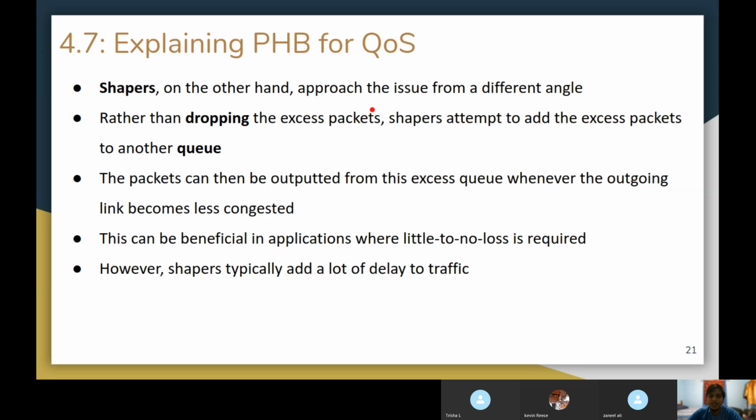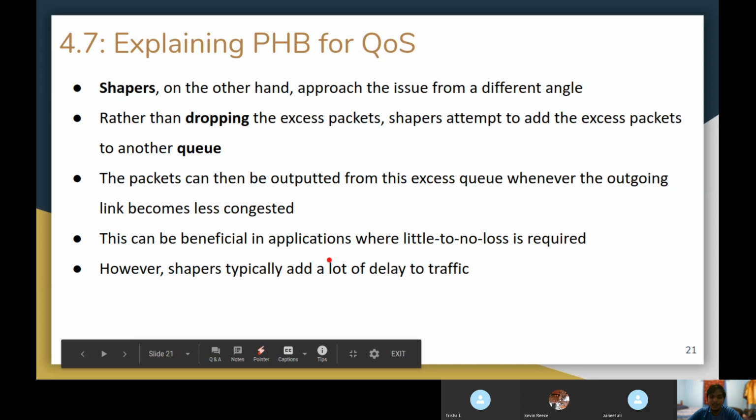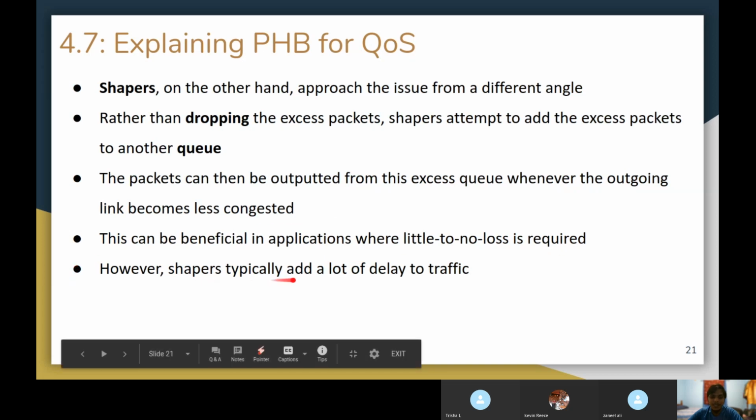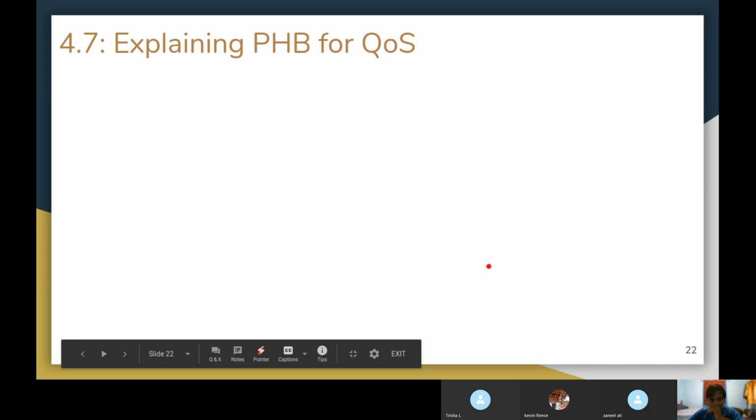Now, shapers, on the other hand, approach the issue from a different angle. Rather than dropping the excess packets, shapers attempt to add the excess packets to another queue. These packets can then be outputted from this excess queue whenever the outgoing link becomes less congested. This can be beneficial in applications where little to no loss is required. However, shapers typically add a lot of delay to the traffic.